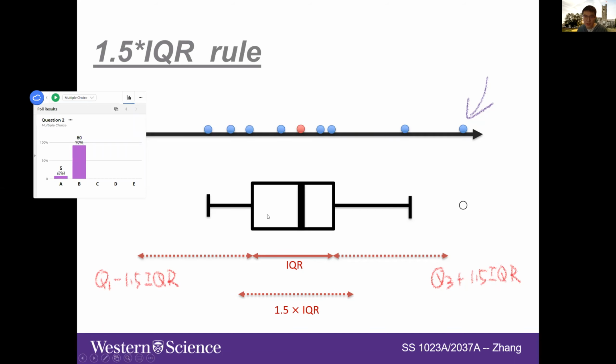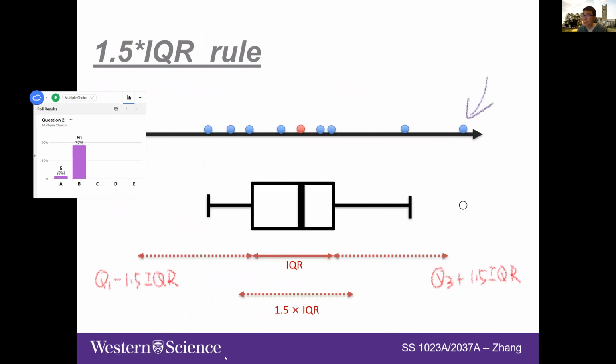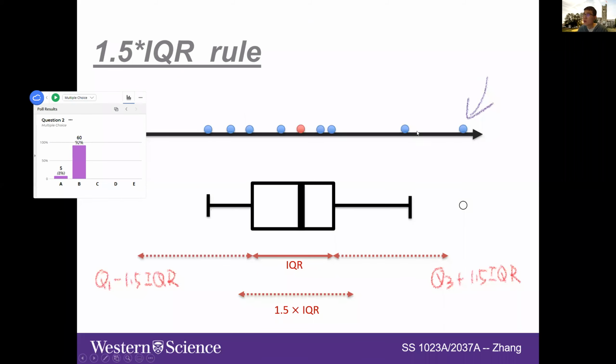Does that make sense? So basically, this dot is not the data of what we have. So 3.1 is not the outlier because 3.1 is somewhere probably over here. So it's located within our range. So that's why it's not considered as an outlier.